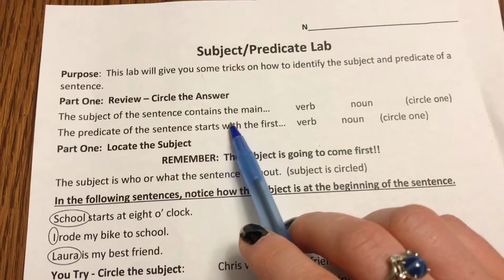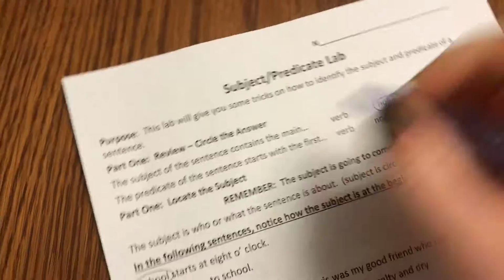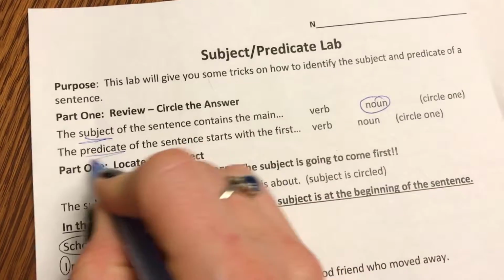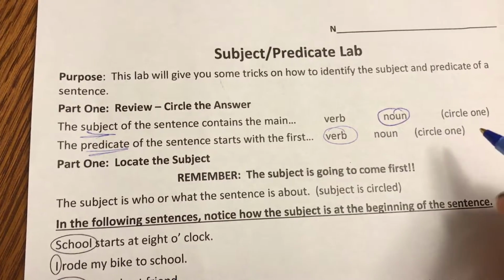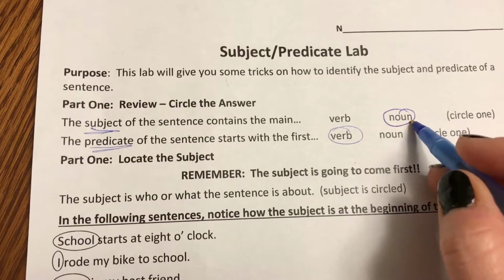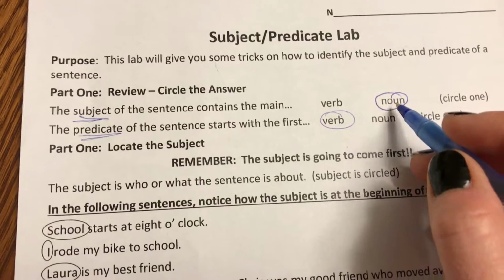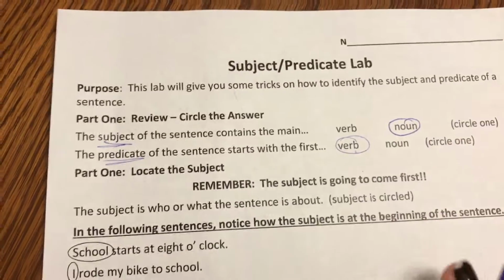The subject of the sentence contains the main noun. So the subject relates to the noun. The predicate of the sentence starts with the first verb in the sentence. So subject is who or what the sentence is about, or who or what is doing something in the sentence, and then the verb, the first verb, is where the predicate starts.